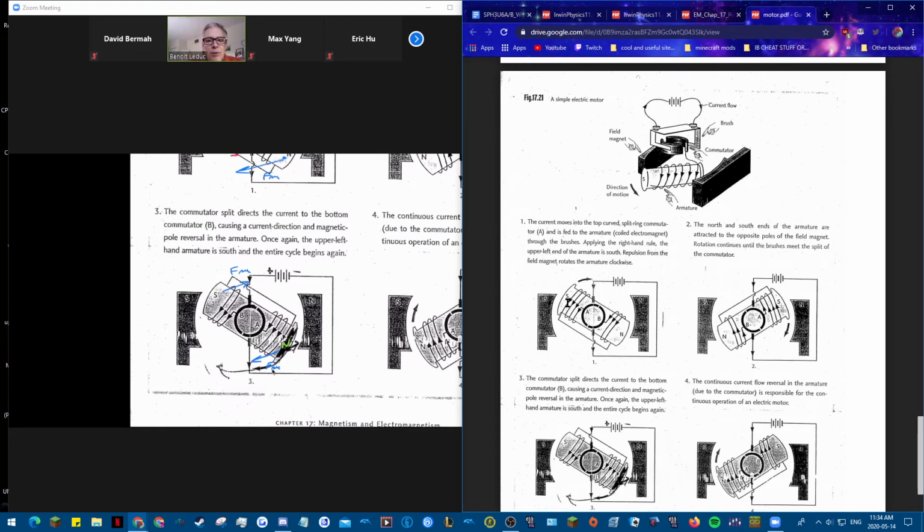So that's why you need a split ring commutator here to make sure that the current in the coil changes direction in such a way that the coil goes in the same direction all the way through. Yes, Max.